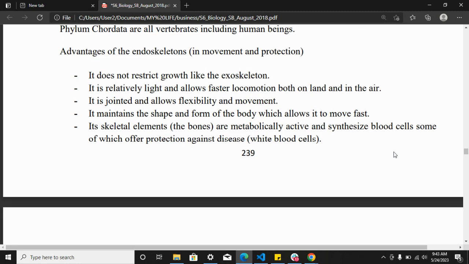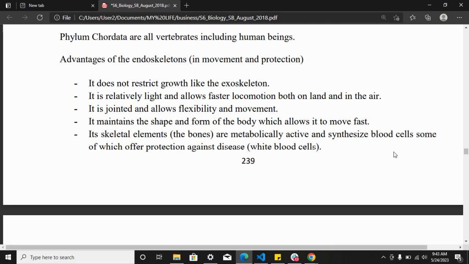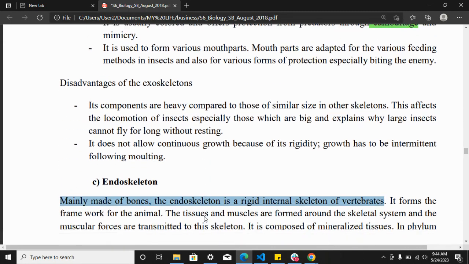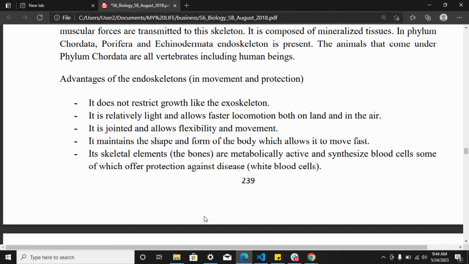So what are the advantages of the endoskeleton? One thing we did not mention: the exoskeleton is not made of living cells, right? None of the cells of the exoskeleton are living cells. But the endoskeleton is made of living cells. So, advantages of the endoskeleton: it does not restrict growth or stop the growth of the organism. Growth continues, and the organism keeps growing well, because the muscles are coiled around or surrounding the bones. The bones or skeleton do not cover the muscles or the parts inside.